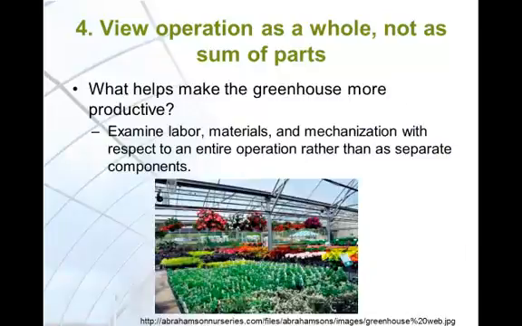One last time, we will emphasize that a grower should examine labor, materials, and mechanization with respect to an entire operation rather than as separate components. Refrain from improving an irrigation system or a potting system just for the sake of a better irrigation system or a better potting system. Improve the irrigation system for more uniform crops, or improve the potting system because filling pots is a production bottleneck.